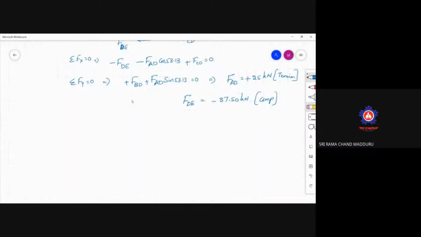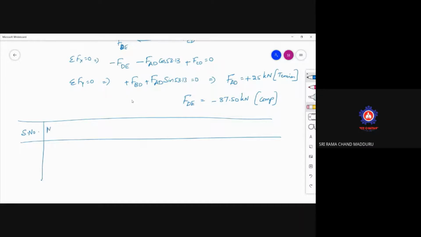So after getting these values, prepare the tabular form: serial number, length, force in kilonewtons, then P squared L by 2.